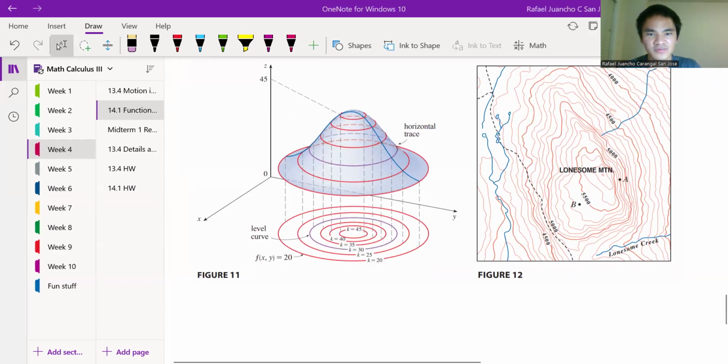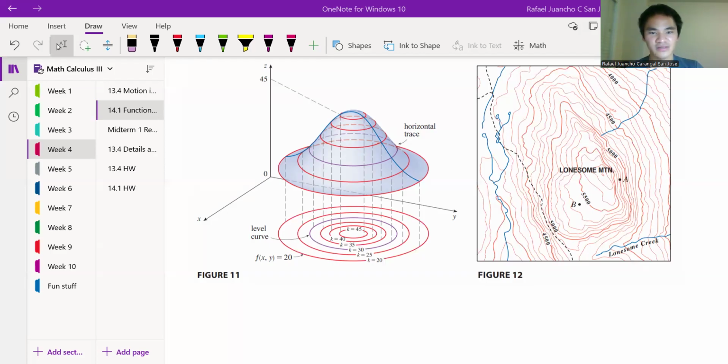And in these figures, we can see from figure 11 the relation between level curves and horizontal traces, right? The level curves f of x, y equals k are just the traces of the graph of f in the horizontal plane z equals k, projected down to the xy plane. So if you draw a contour map of a function and visualize the level curves being lifted up to the surface at an indicated height, then you can mentally piece together a picture of the graph. And the surface is steeper where the level curves are closer together and somewhat flatter when they are farther apart.